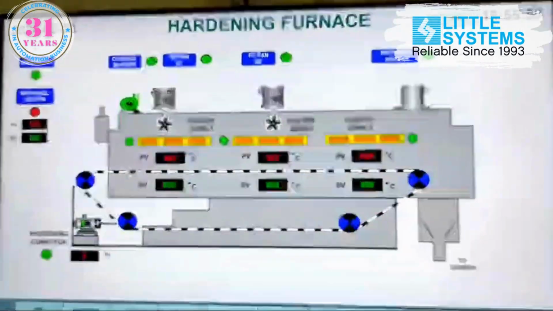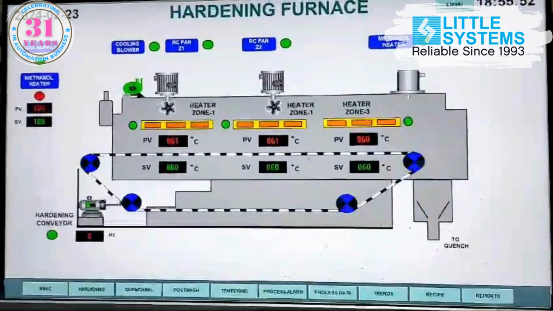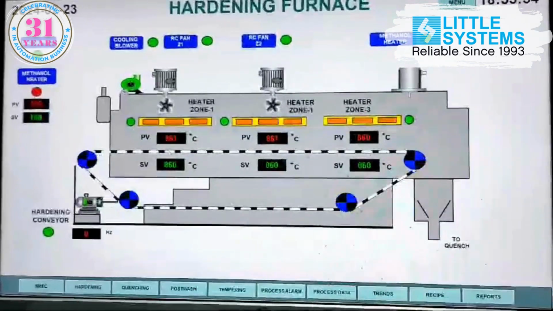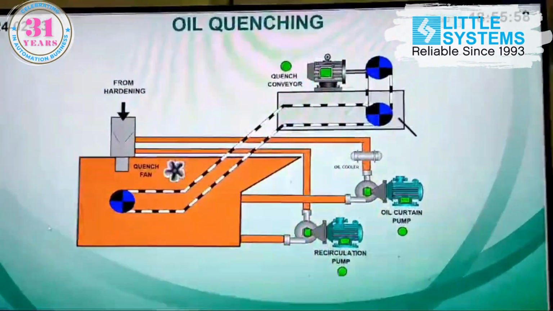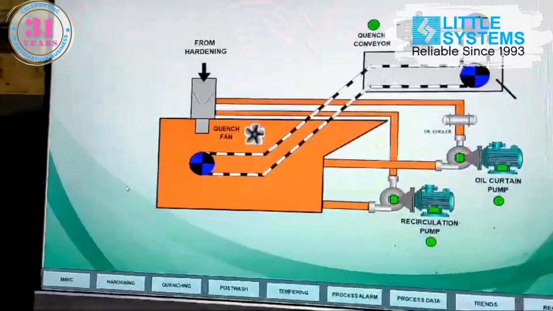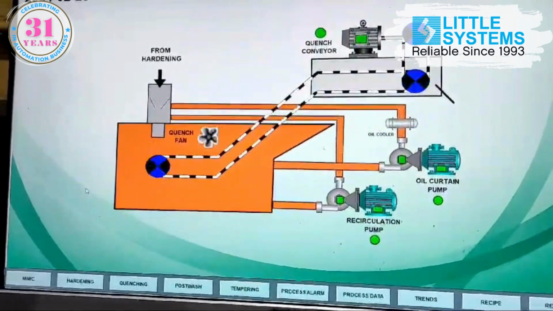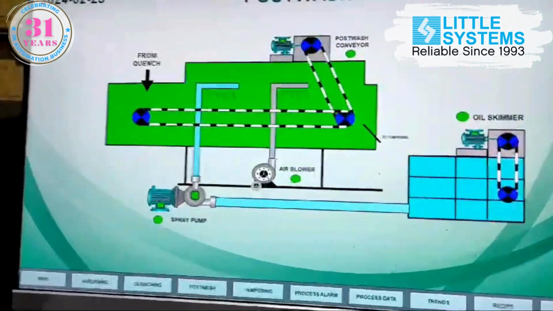Followed by the tempering line, where the fans are used with their RPM being logged in the SCADA control. Also, the temperature in each zone is recorded.